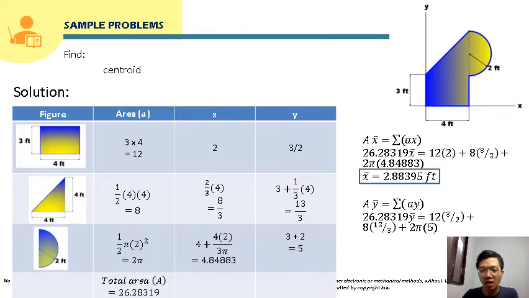So solving for y bar, we will just divide both sides by the total area. So the answer for this will be 3.19910 feet. So this will now be the answers for this problem. The x bar is 2.88395 feet, and the y bar is 3.19910 feet. So this will now be the answers.